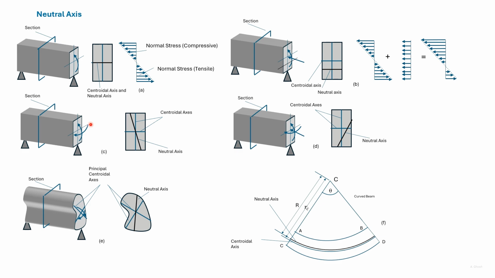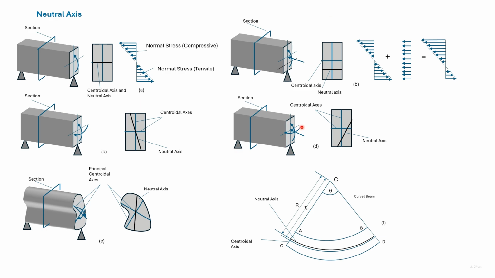Here we have two moments acting about the two axes of symmetry. Consider the stresses acting on this section. Then the neutral axis shown here is the axis of zero stress. It passes through the centroid. However, it is at an angle to the axis of symmetry. We have dealt with problems where we find this angle compared to the horizontal.